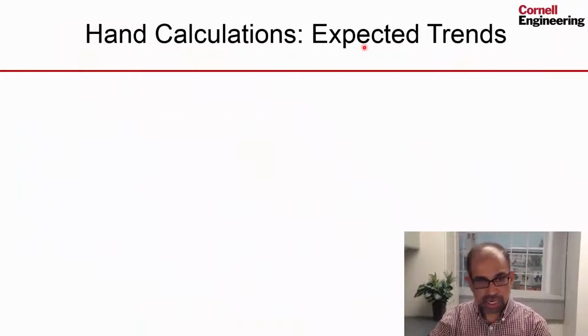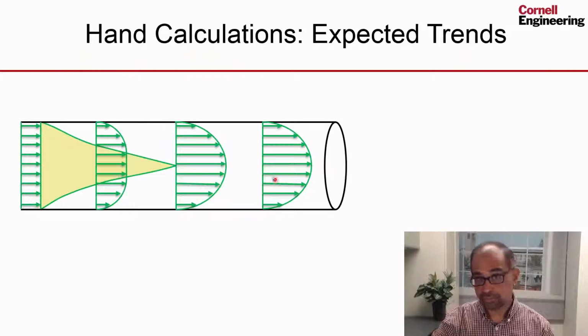We're going to move from talking about the numerical solution procedure to talking about hand calculations of expected results or trends. So we're moving to the third step of pre-analysis. The expected trends are shown in this graphic here. So the flow, we have a uniform velocity coming in. And as the flow moves into the pipe, the flow at the wall has to stick to the pipe.